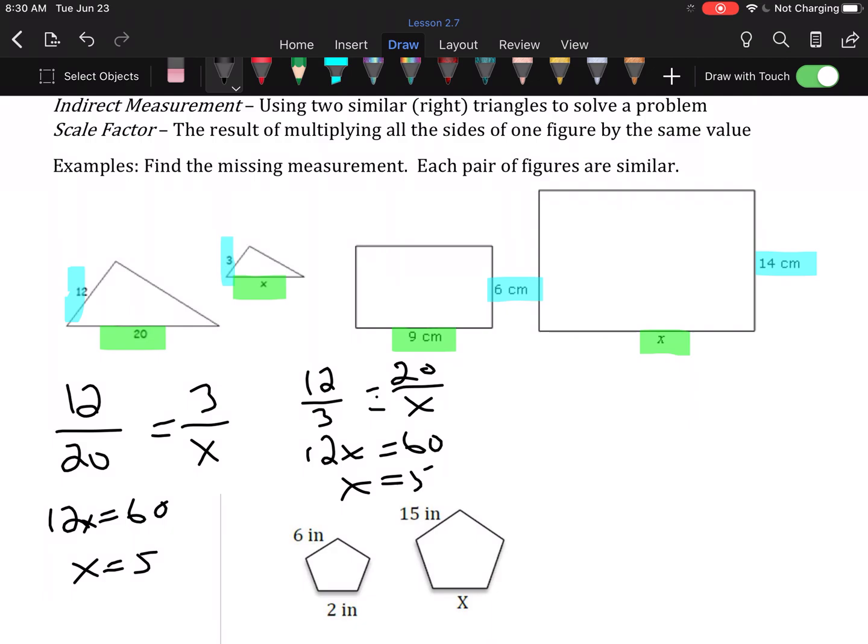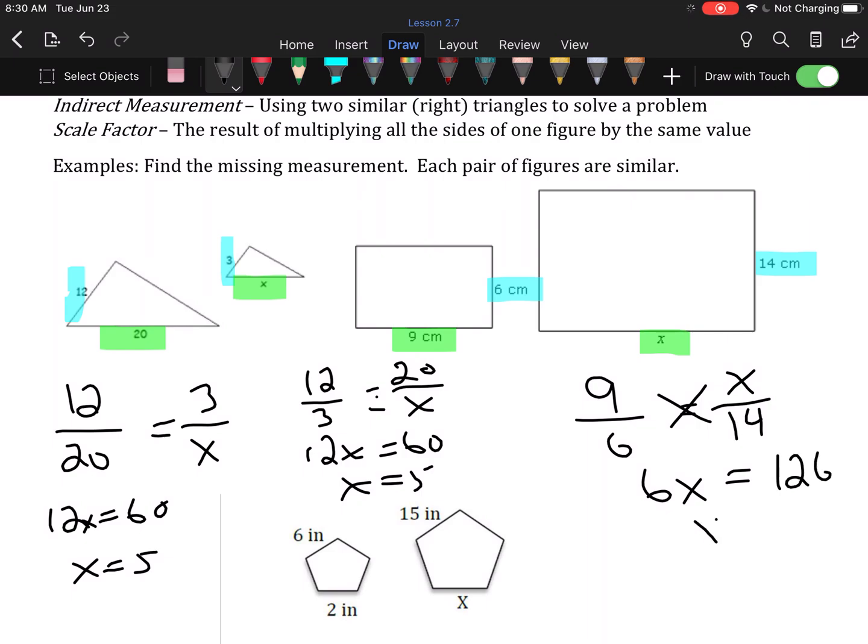So let's say we wanted to go with green over blue. Change of pace, green over blue. So for the first rectangle, green over blue is 9 over 6. For the second, it is x over 14. That's fine, green over blue, just so long as you are consistent. Cross multiply and divide. 6 times x is 6x. 9 times 14 is 126. And 126 divided by 6 is 21.